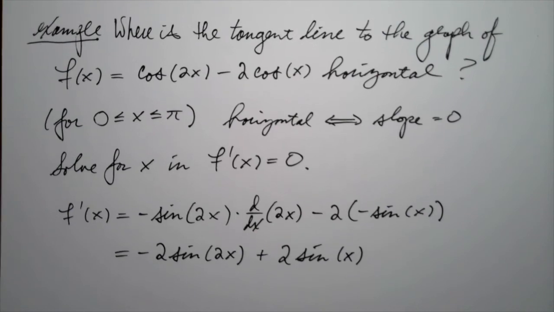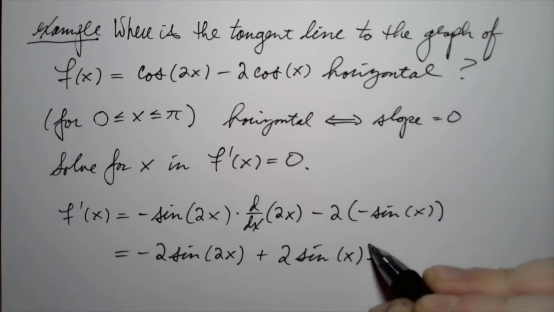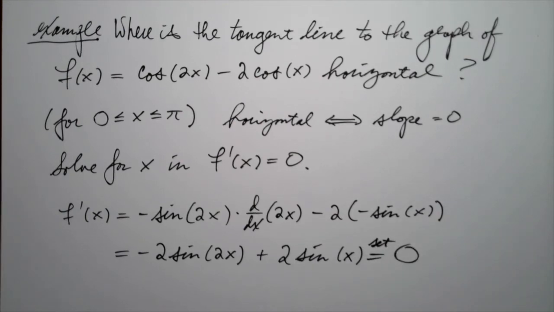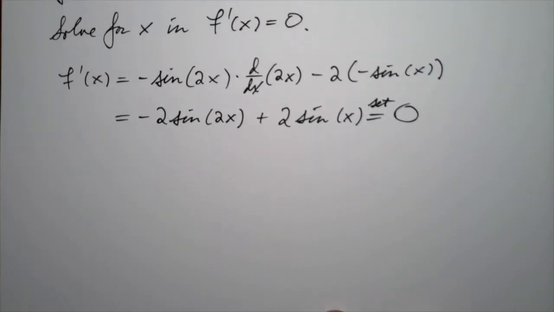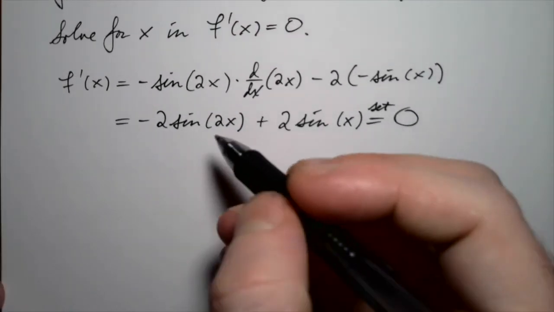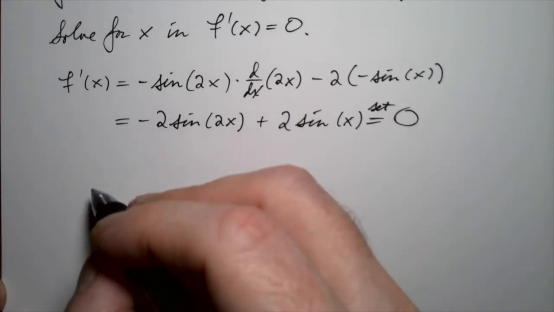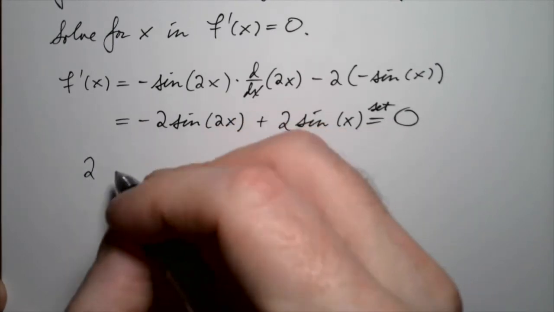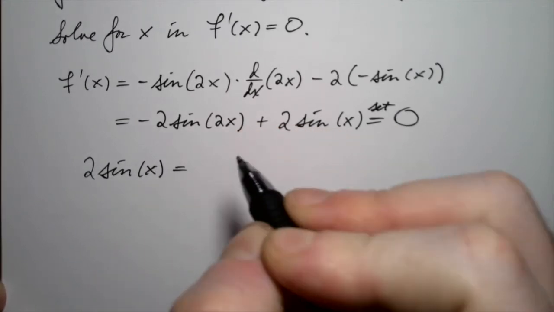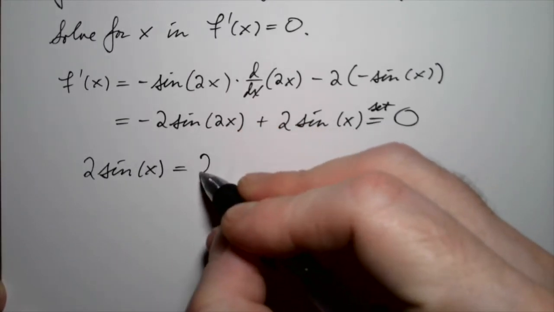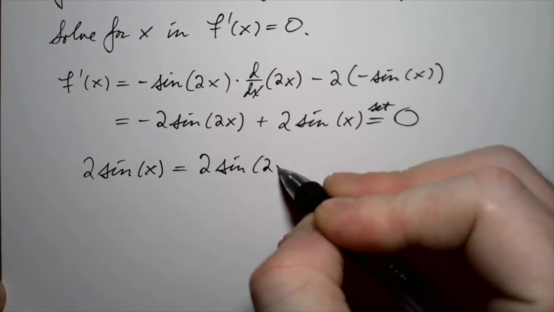Great, that's the derivative. But remember, we're not just trying to find the derivative. What we want to do is set that derivative equal to 0 and then solve for x. So to solve for x, let's move this to the right-hand side. In other words, let's add 2 sine of 2x to both sides of the equation. We get 2 sine of x is equal to 2 sine of 2x.